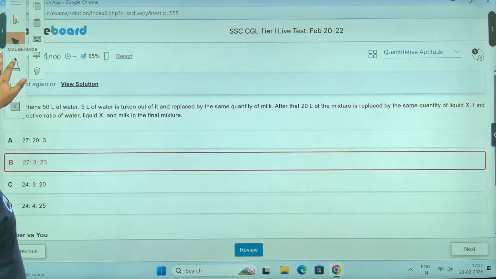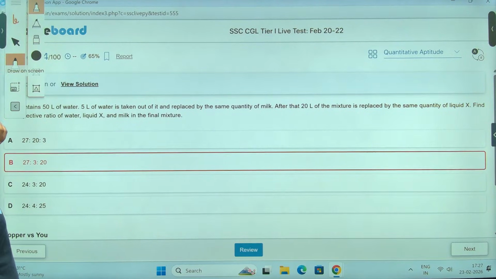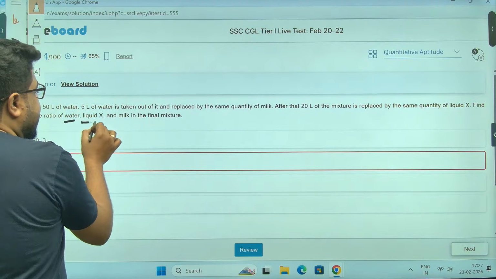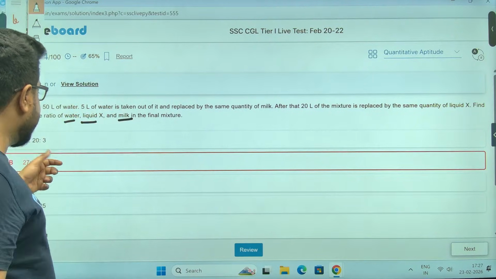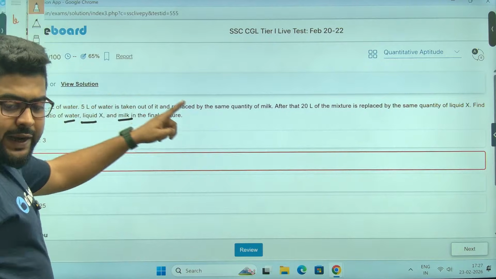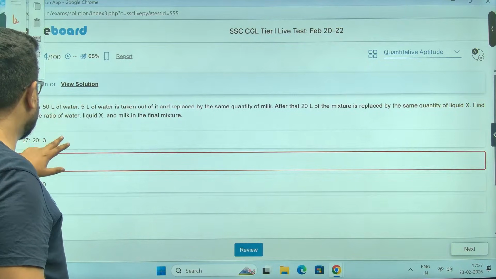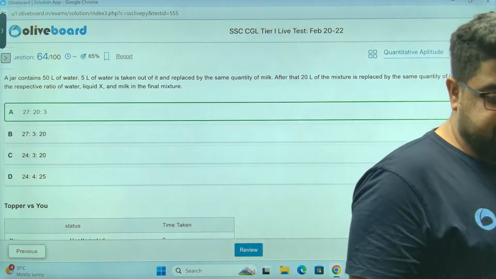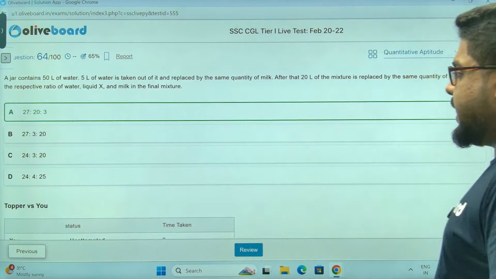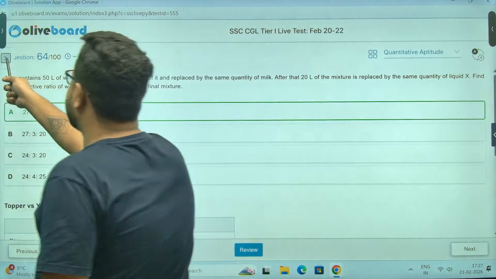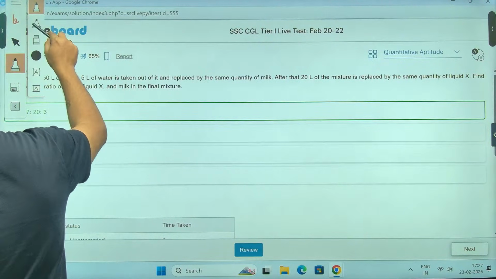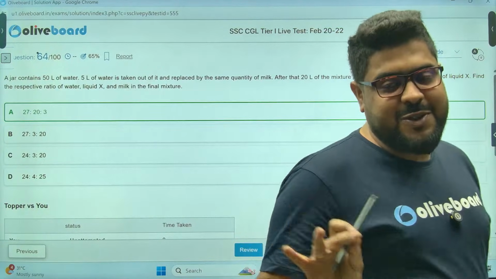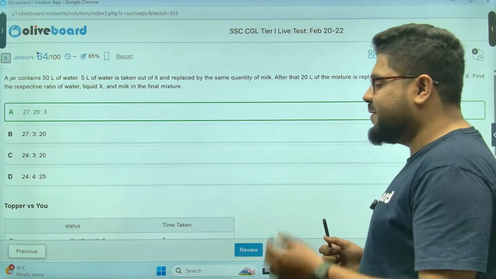Now, 1 second. Acha, sorry. Water, then liquid X, then milk. So liquid X will come. So first 27, the liquid X was 20. So A will be the answer because they have changed the order. I've not noticed. My mistake, sorry. Acha, but again, I was too keen to go to the second method. Again, that is something you also should avoid. I myself am guilty of that.